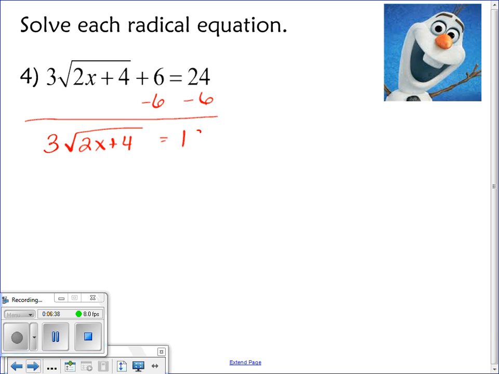So that will give us 18. And then how do I get rid of the 3? Good. Then you'll divide by 3. Can I distribute that 3 into my radical if I wanted to? No. Okay. So radical 2x plus 4 equals 6. Good. Then we can do the square thing to get rid of that radical.